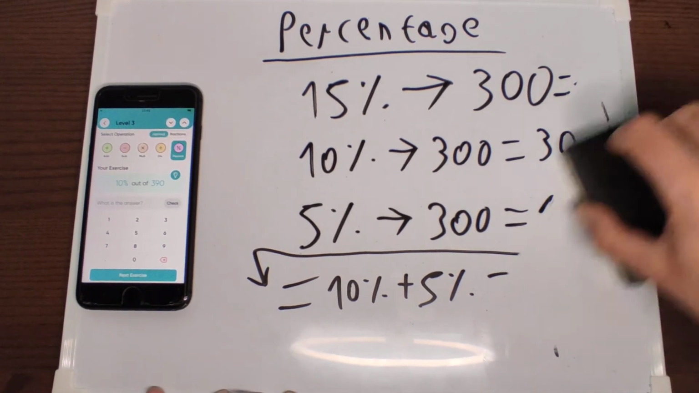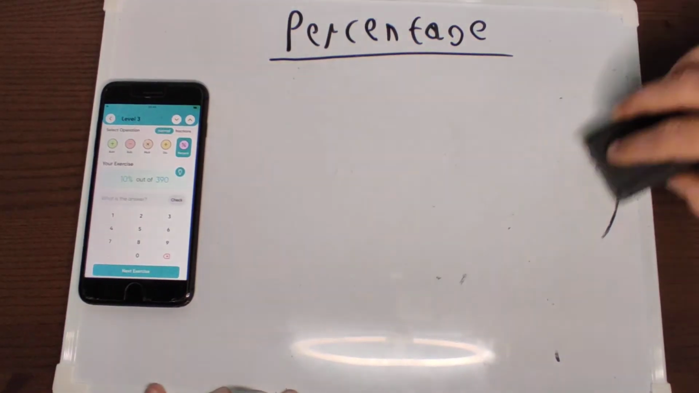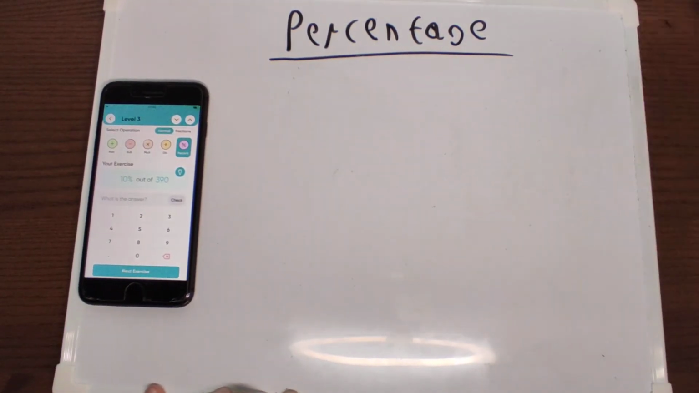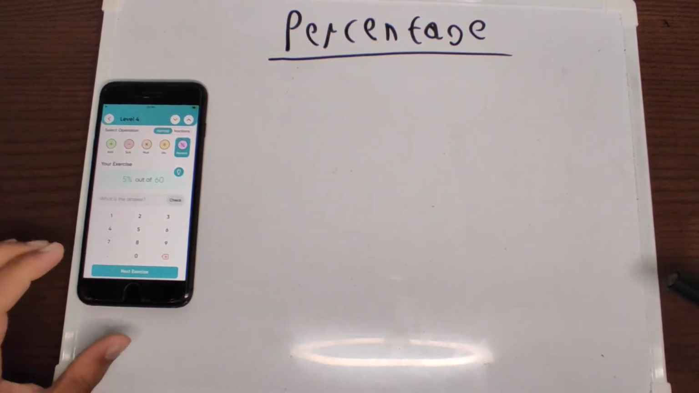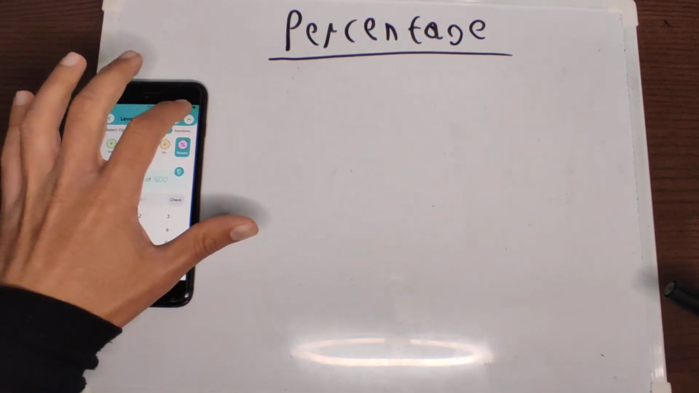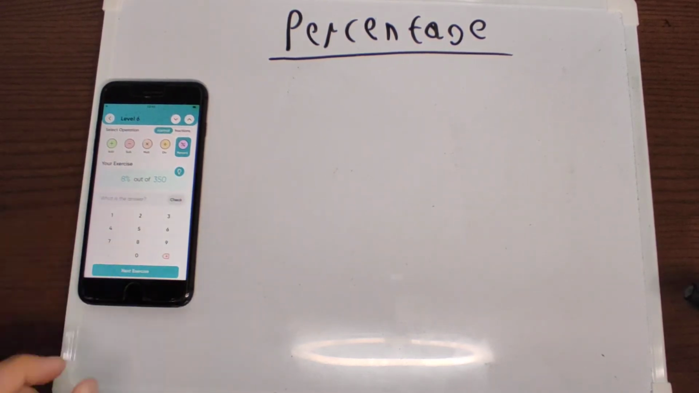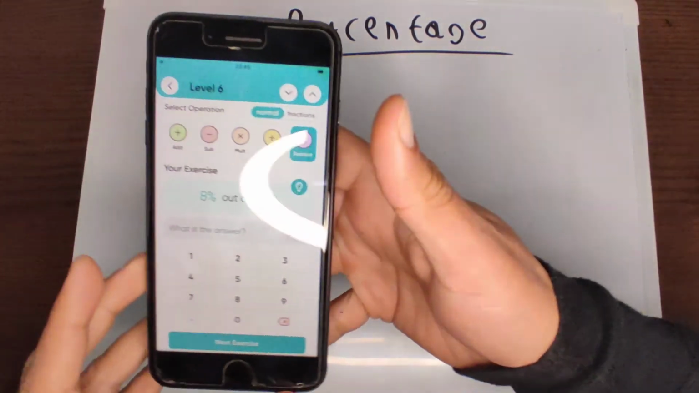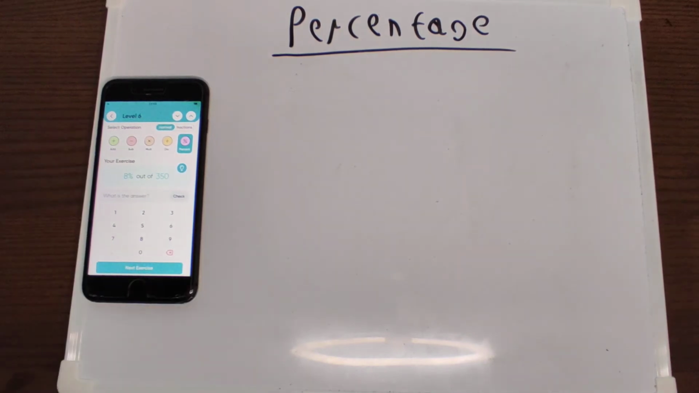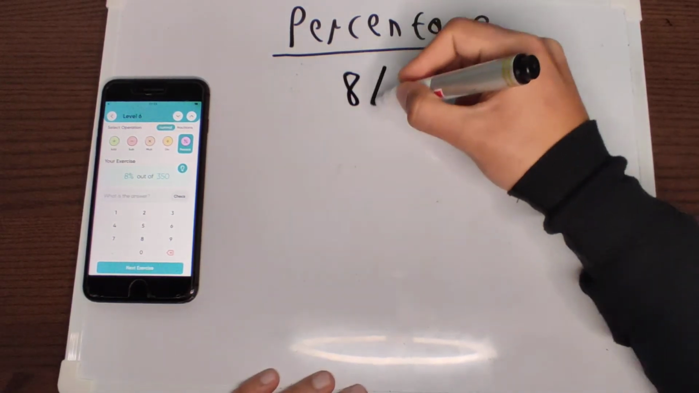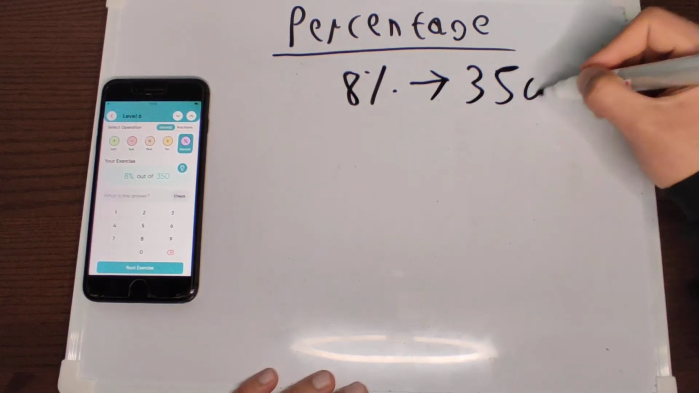And let's take another example. Let's take an exercise from the app. 8% out of 350. So let's take a look. 8% out of 350.